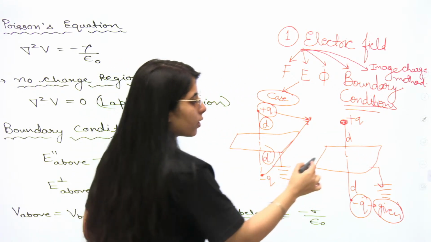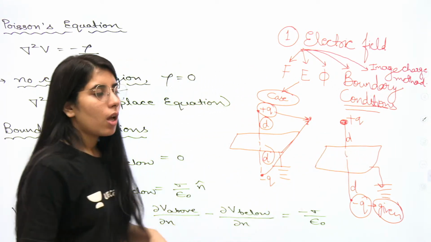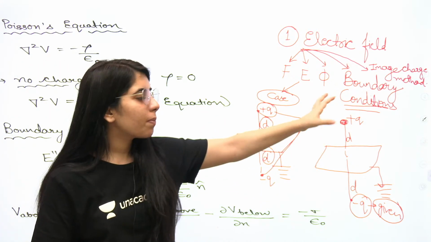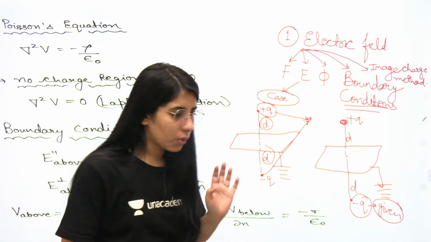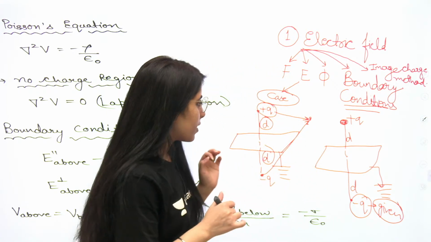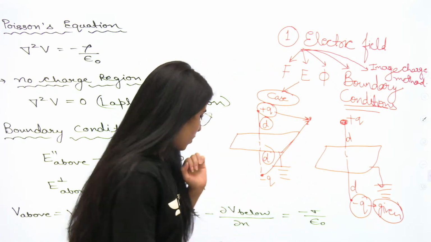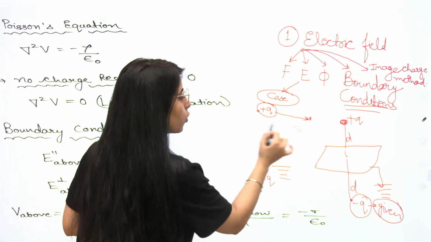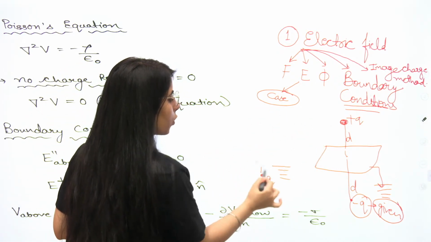Okay, and if this is an infinite grounded conducting sheet, and if this is plus q, you have to consider minus q here. So this is like the image charge, which you can consider anywhere on the opposite side. Now the next point is going to be related to the number of image charges you will have as per the sheets given to you.